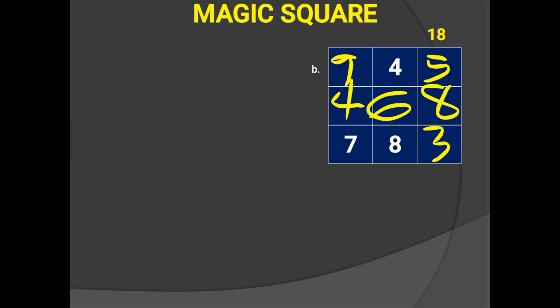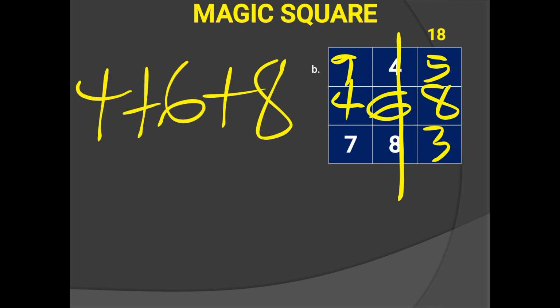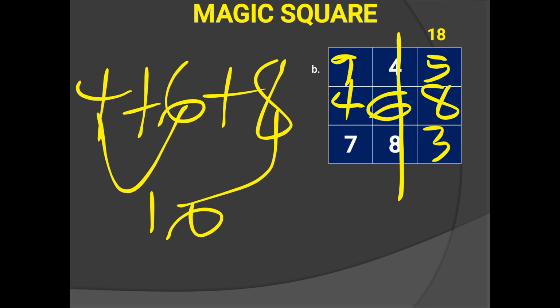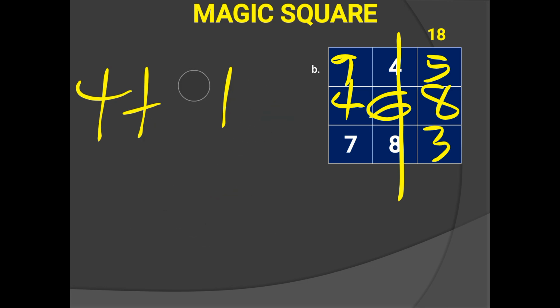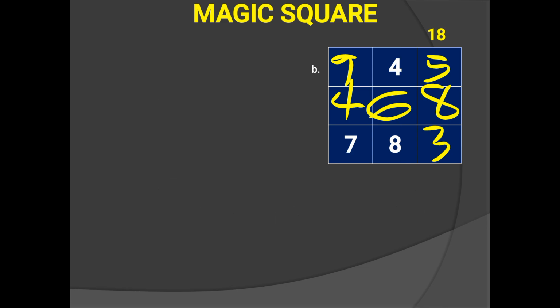Now let's see. This side was also given. Let's see if that one will also give us 18. 4 plus 6 plus 8. 4 plus 6 is what? 10. 10 plus 8 is 18. So that is it. Very correct. And that is all. You get it? So we are done. As simple as A, B, and C.